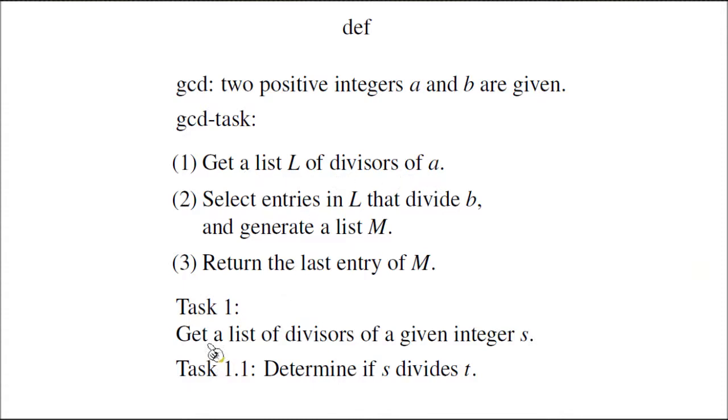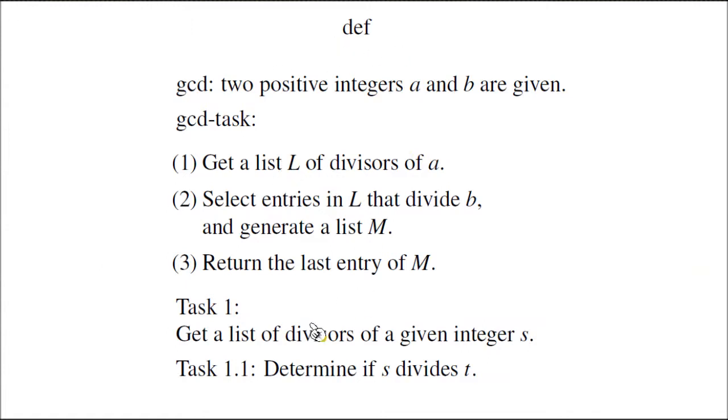So I wrote it down, getting a list of the divisors of a given number. If we have two numbers given, how are we going to determine whether S divides T? S and T are just random numbers. So that's another task that we have to go through. First write down the task, analyzing in this way, and try to build each task correctly and define them with some name.